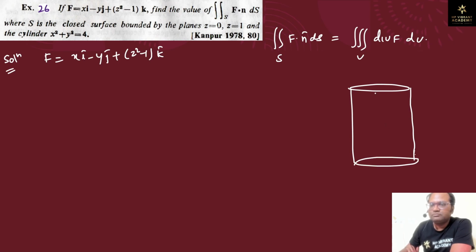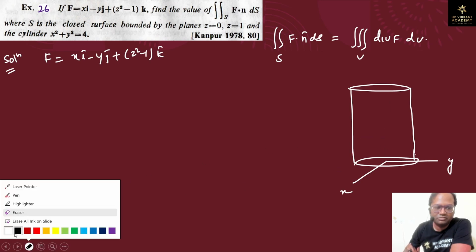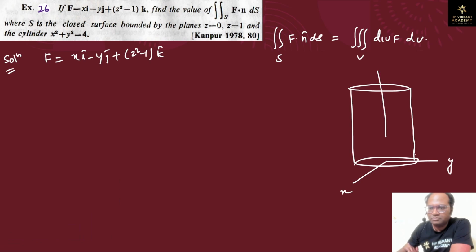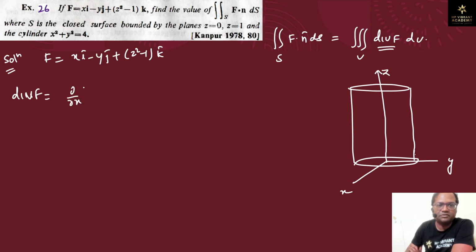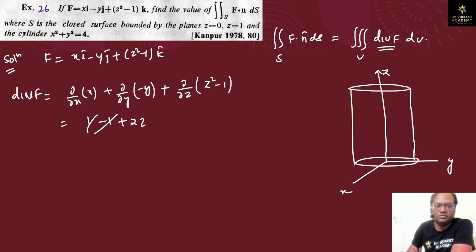This is our axis. This is x axis, this is y axis, and this is z axis. So let us evaluate divergence of f first. Divergence of f is equal to del upon del x of x plus del upon del y of minus y plus del upon del z of (z square minus 1). So this is equal to 1 minus 1 plus 2z, which is 2z. So divergence of f is equal to 2z.